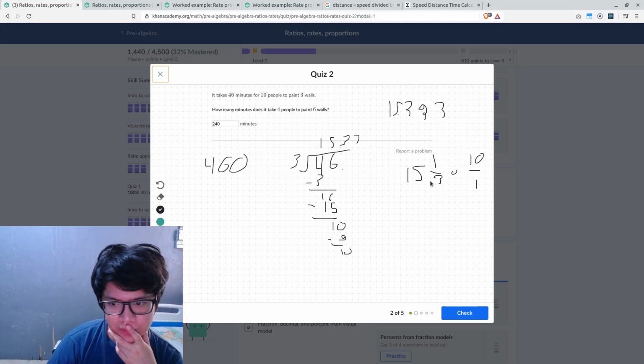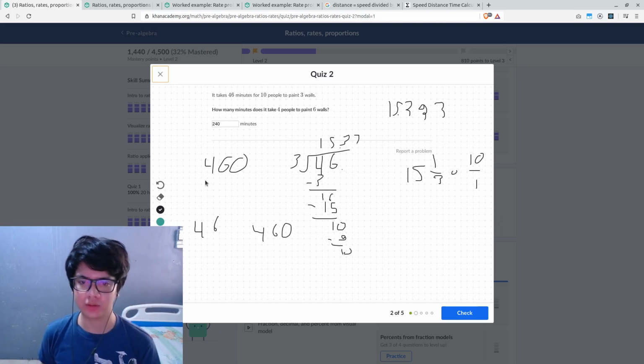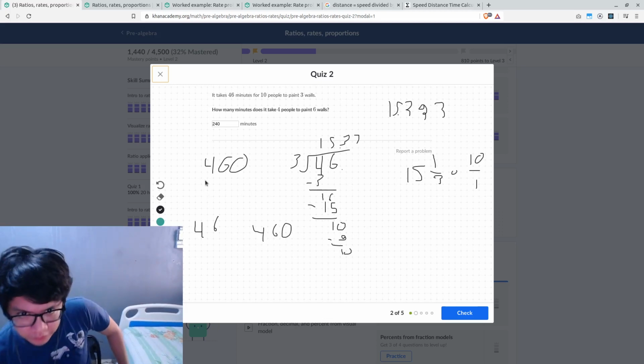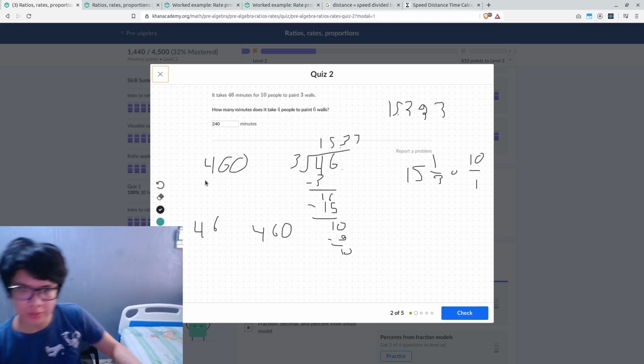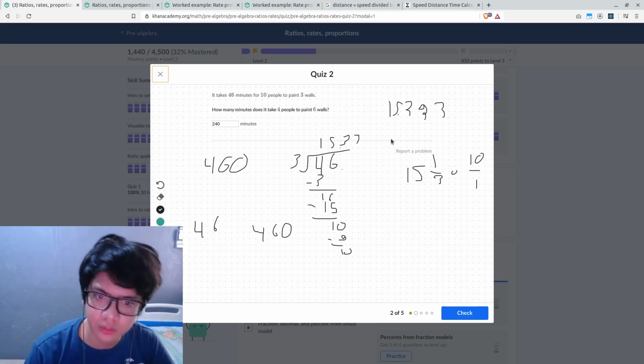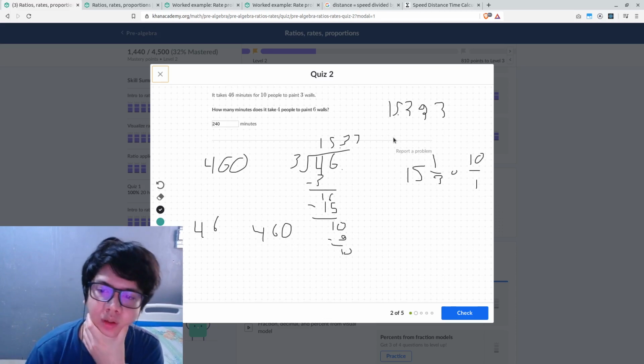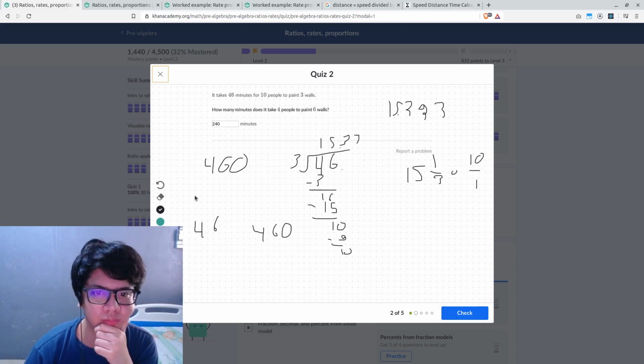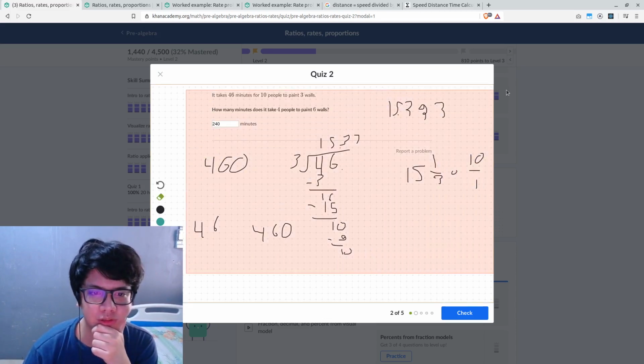So let's convert it. So 45, 46, then 460. Oh, so that's pretty 460. The fuck. Let's do it again. So again.